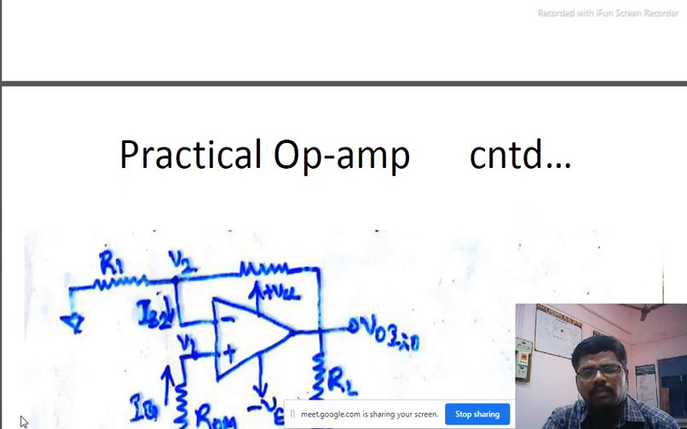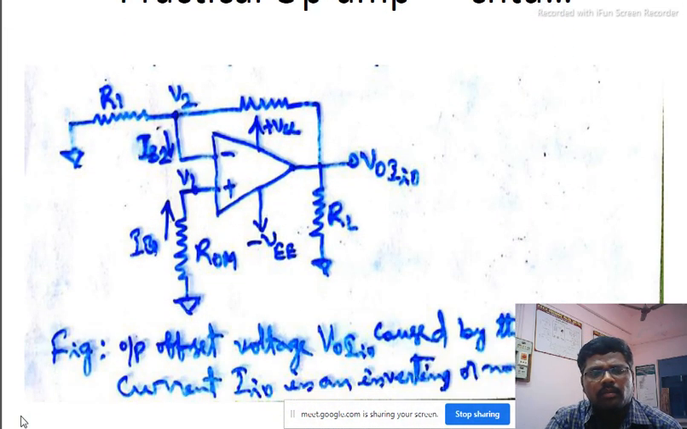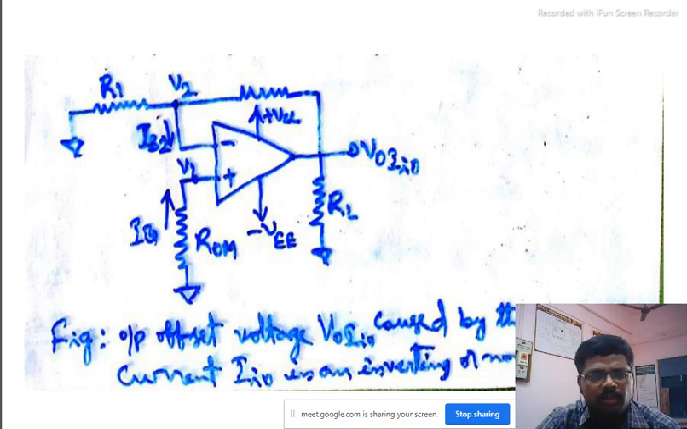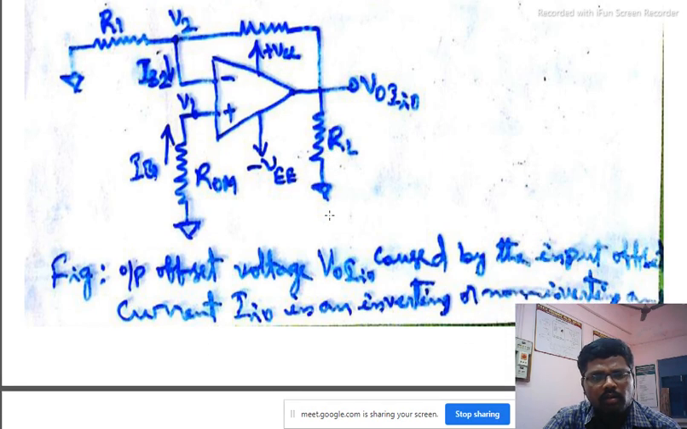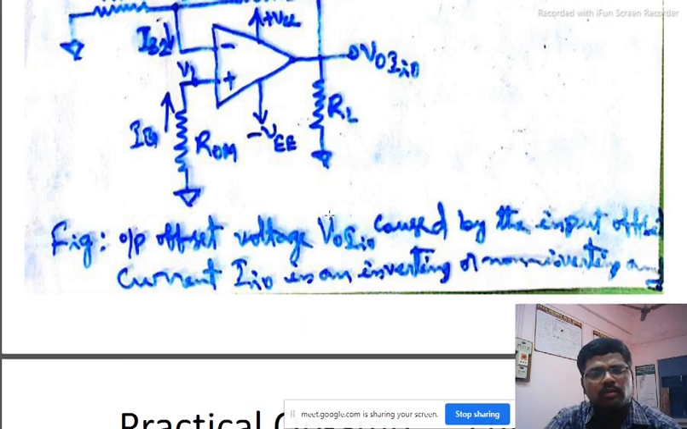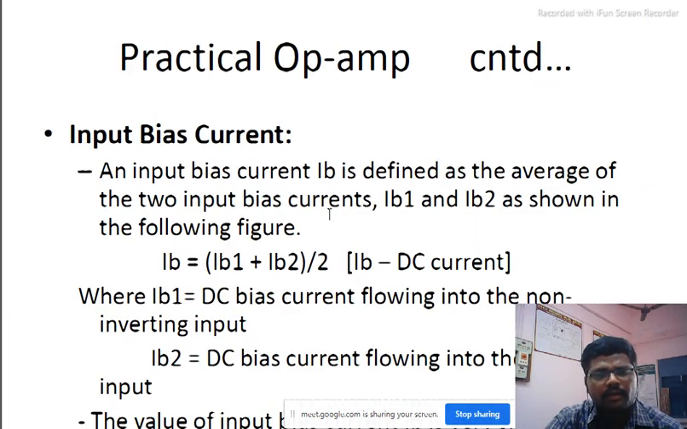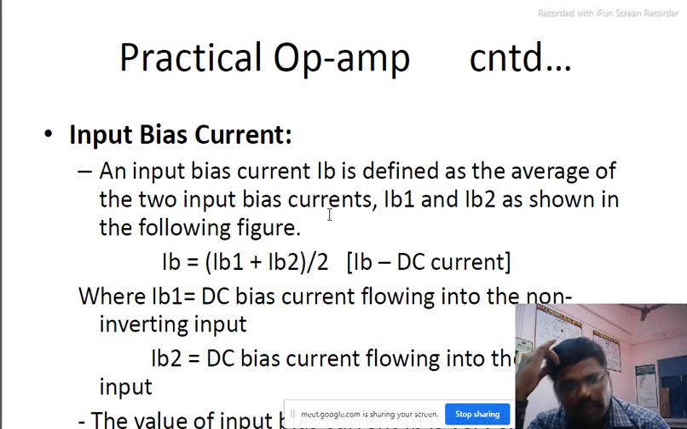At the same time, it can be represented by a circuit diagram. It is called the first input. Here is R1, and here we have to mention V2 and also IB2. That is input bias current 2 and input bias current 1. It may be treated as the input offset current.